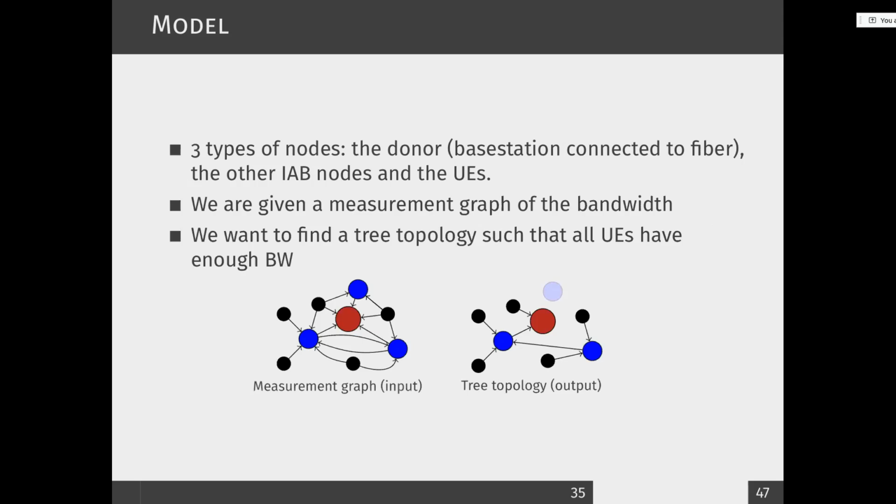So this is what the measurement graph would look like. So you have here 3 donors, 3 IAB nodes, and the donor in red, and the UEs are in black. We have measures of the channel conditions, which give us the amount of bandwidth. And then that's a possible tree topology that we find, where you see all the users are served, and the IAB node on top is turned off.